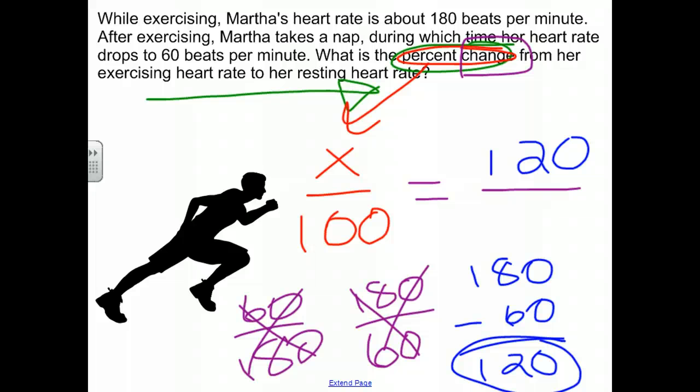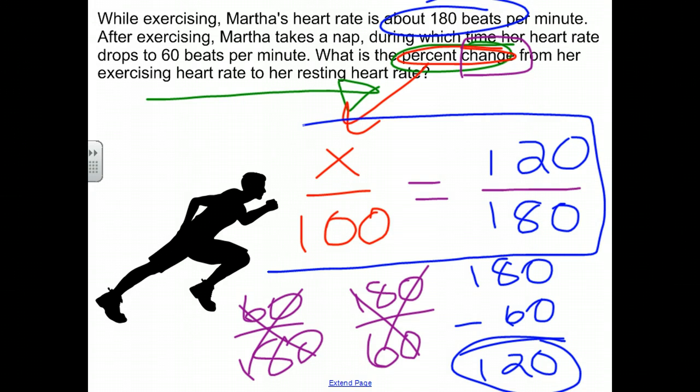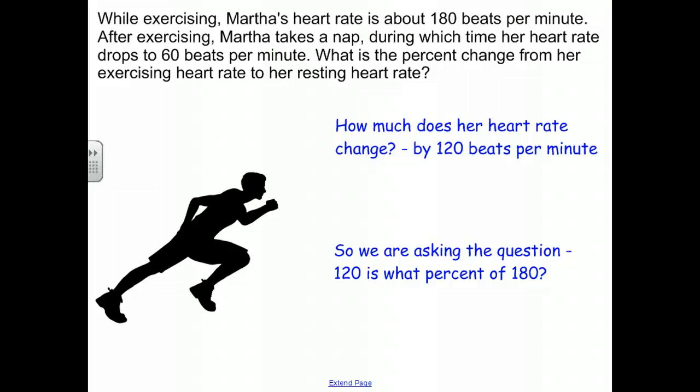Now, the question then is whether or not we're going to use 60 or 180 as our 100%. Now, the heart rate dropped from 180 to 60. So where we originally started, that first instance of the heart rate, has to do with 180 beats per minute. So our 100%, where we started from, the original amount that we're talking about, is 180 beats per minute. And for any question where we look at a percent change, we always have to think to ourselves, what changes and how much does it change by?